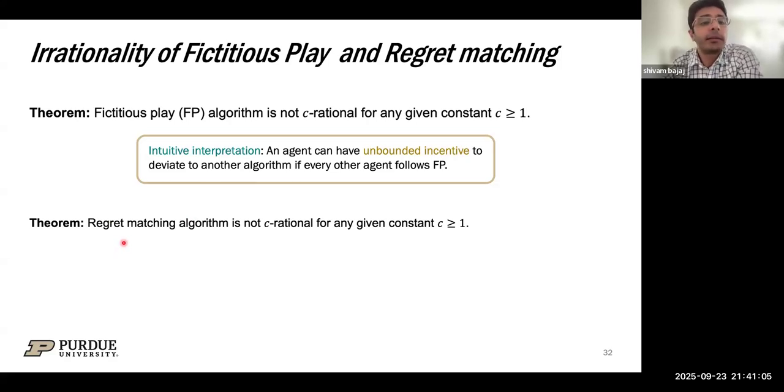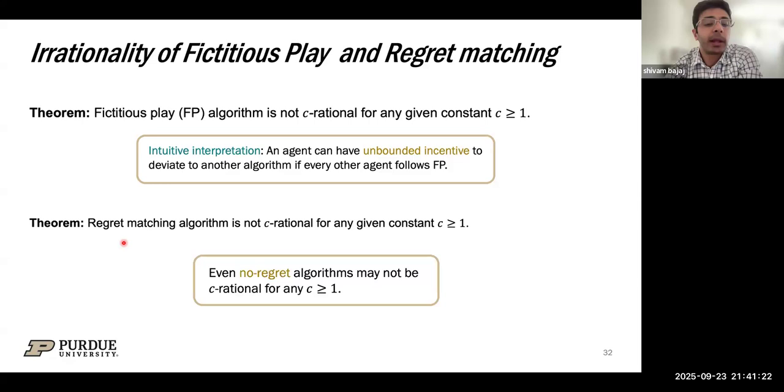Now, one thing I would like to highlight here is that regret matching is known to be a no-regret algorithm. A no-regret algorithm is one in which, let's say agent 1 is playing regret matching and agent 2 is playing some other algorithm, then agent 1 will not have any regret. Now, what this result implies is that even no-regret algorithms may not be C-rational, or in other words, even no-regret algorithms, even against no-regret algorithms, agents might have unbounded incentives to deviate to another algorithm. And one implication of this is that regret might not be a good metric to quantify incentives for deviation for an agent.